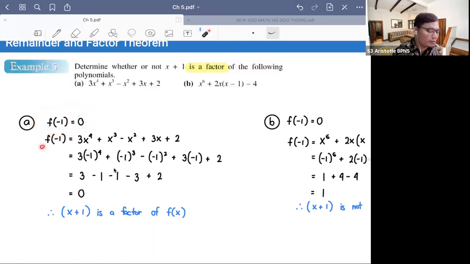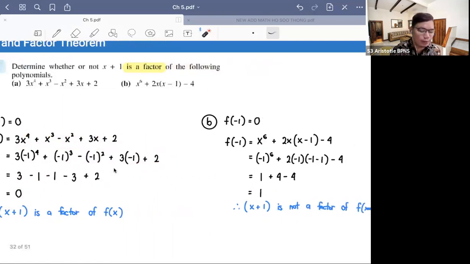So what I'll do here, class, is of course, f of negative 1 is equal to the given expression, right? And then what do we do? We just substitute negative 1 to the x terms. That's why we have negative 1 all over here. And then evaluating this one by one, 3 minus 1 minus 3 plus 2 will give you 0. So therefore, x plus 1 is a factor of the function. If your answer is 0, that means it's a factor.